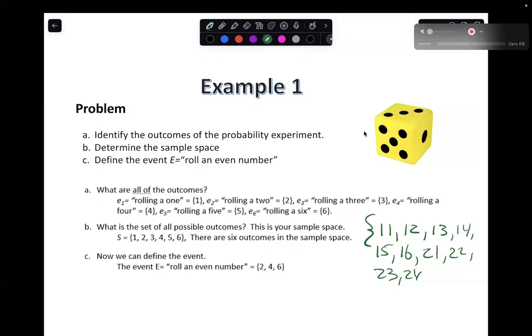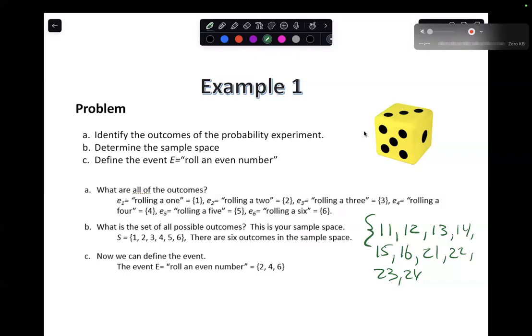So if my event when I was pulling cards out of a deck was to pull a king out of the deck, I'd have King of Hearts, King of Diamonds, King of Spades, and King of Clubs. Those would be my four successes. So you need to be pretty specific with it. But that's basically what that is. And it's also with curly brackets or with quotes.